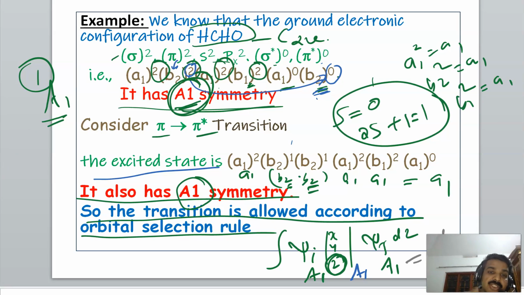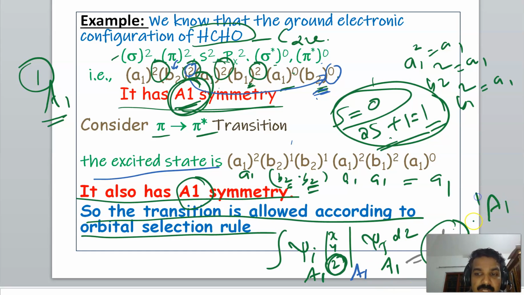So the excited state also should have singlet state according to spin selection rule. Spin selection rule states that only those transitions with no change in spin are allowed. Here in the ground state all the electrons are paired. So S equal to 0. 2S plus 1 is equal to 2 into 0 plus 1 is equal to 1. It is a singlet state, A1 raised to 1. The final state is A1. It also should have A1 raised to 1 according to spin selection rule.